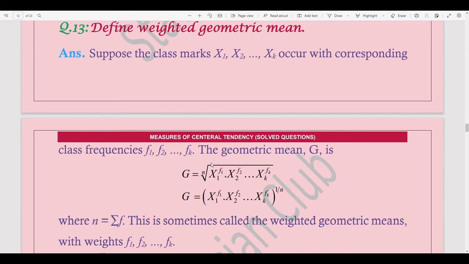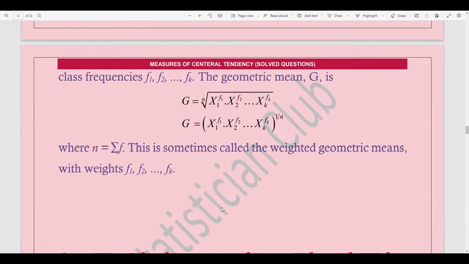Define weighted geometric mean. Suppose the class marks x1, x2, and so on up to xk occur with corresponding class frequencies f1, f2, and so on up to fk. Its weighted geometric mean is the nth root of x1 power f1 times x2 power f2, and so on, times xk power fk. We can also write it as power 1 over n. The nth root means power 1 over n. These are two ways to write it, where n is equal to the sum of frequencies, as you know.